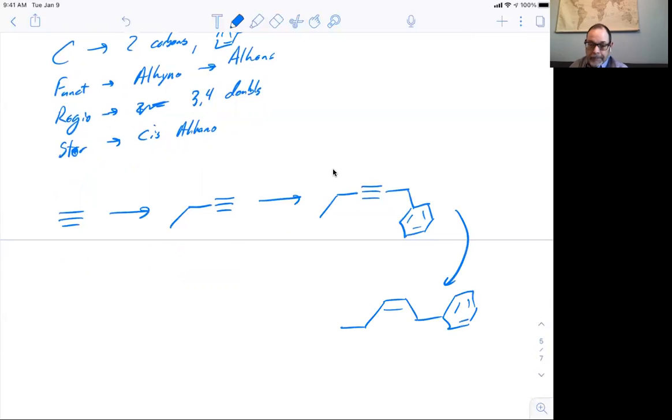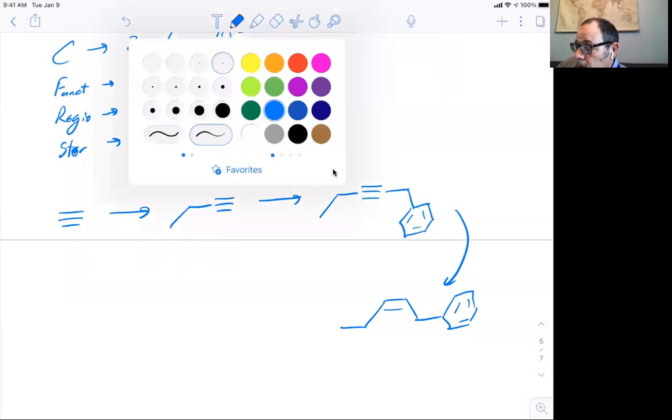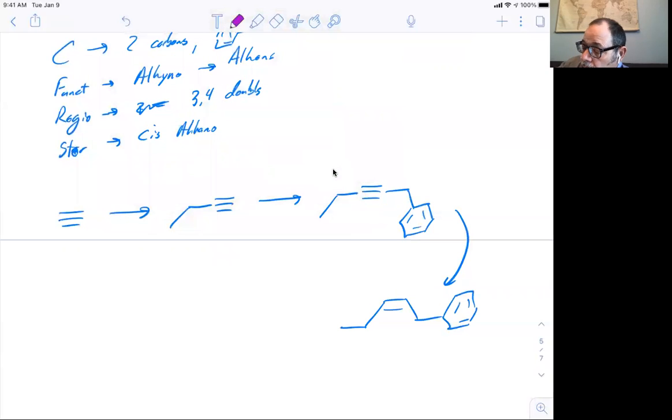Okay. We can't do this in all one step, because we need to be careful of where the regiochemistry is of our alkyne. So the reagents for these: first we'll add our sodium amide. That'll form the acetylide. And then we'll add our electrophilic group. So that adds our two carbons. And we're going to do that one more time.